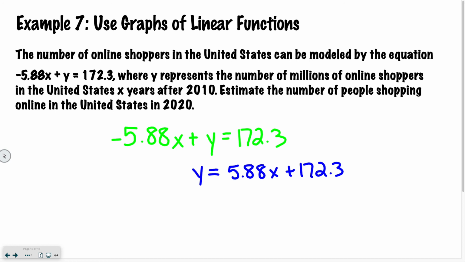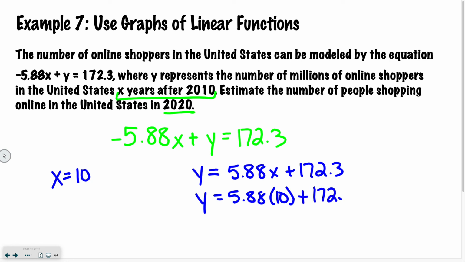So y represents the number of millions of online shoppers in the United States x years after 2010. Okay, so our starting point is at 2010. So if we want to estimate the number of shoppers in 2020, we have to figure out how far away 2020 is from 2010. 2020 would be 10 years. So that means we're going to plug 10 in for x. So we're going to say x equals 10. So I'd say y equals 5.88 times 10 plus 172.3.